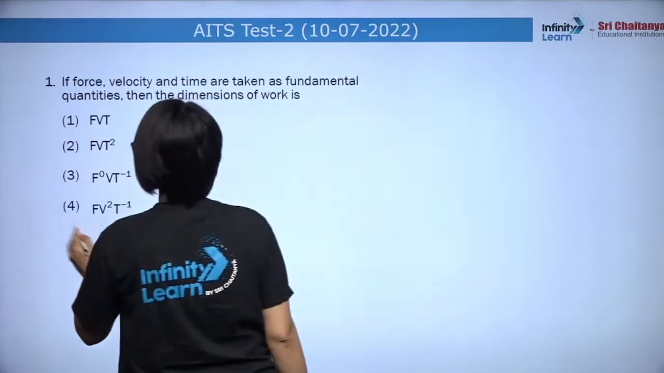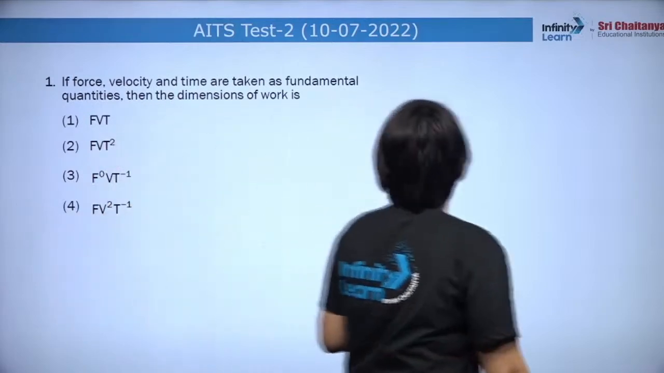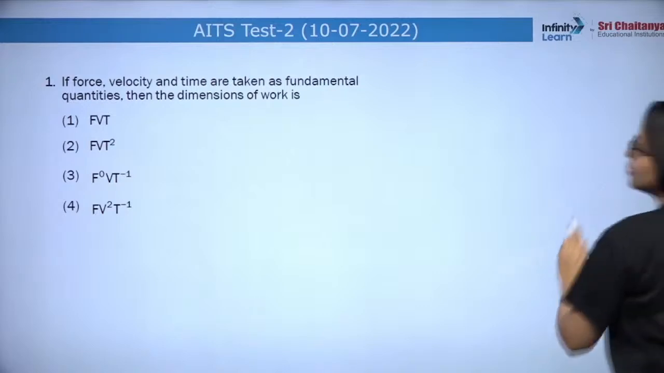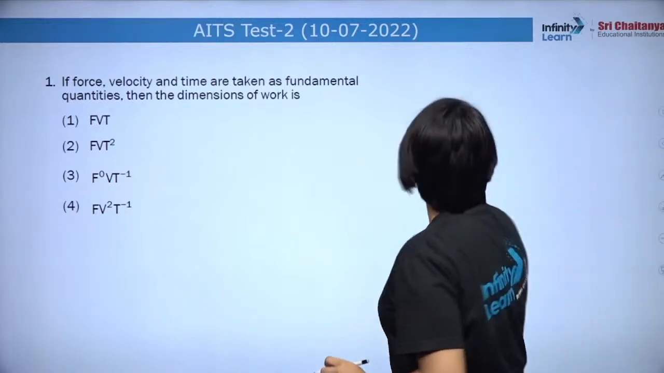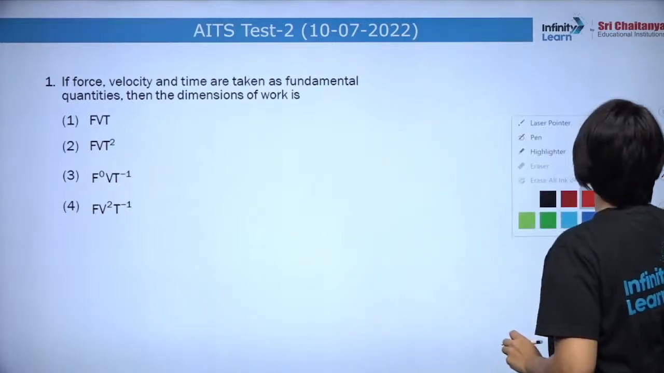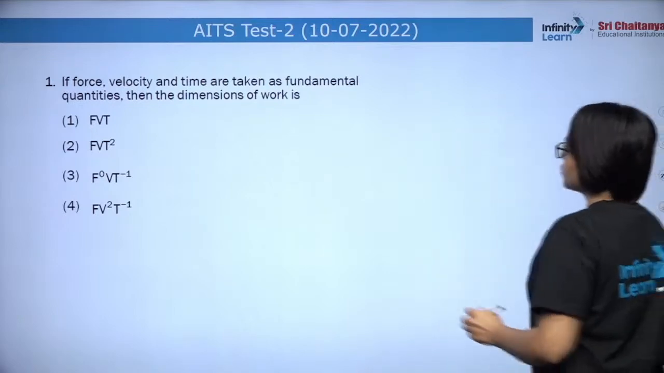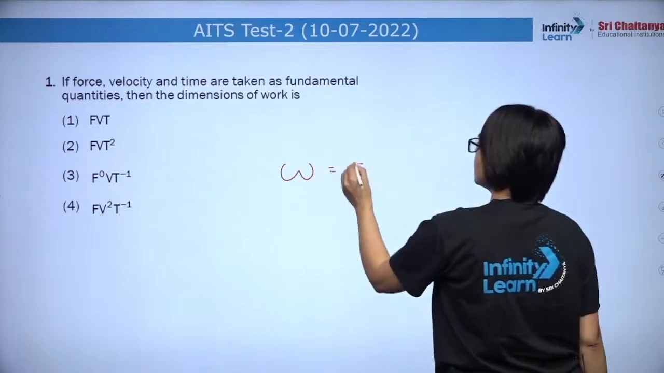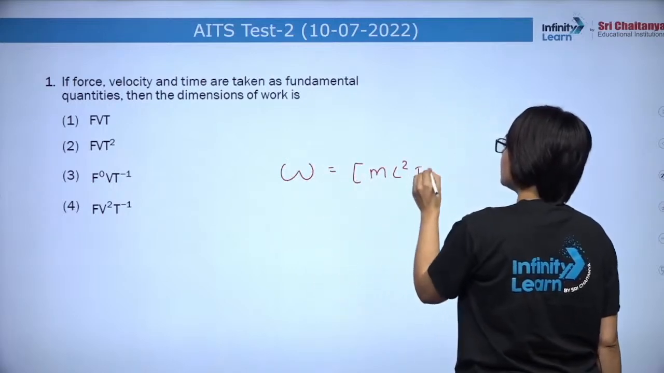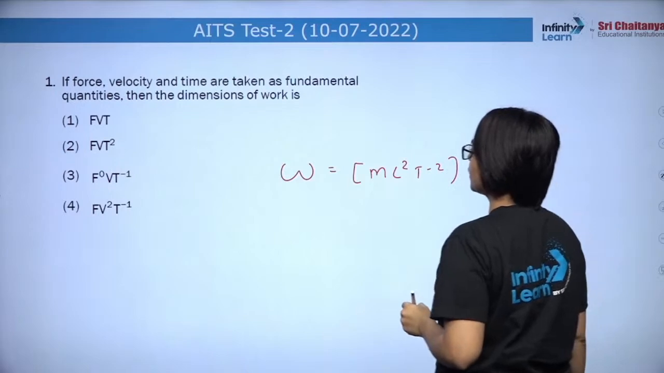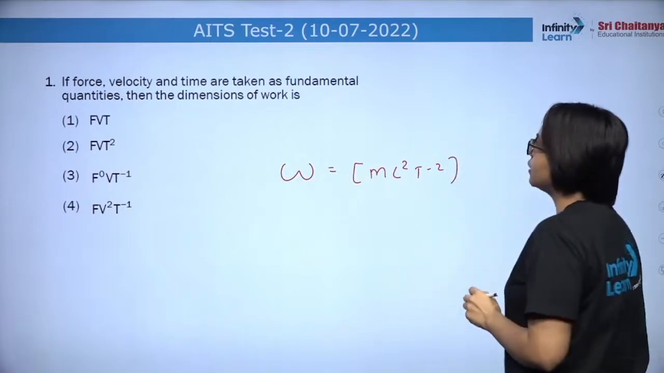If force, velocity and time are taken as fundamental quantities, then what is the dimension of work in terms of force, velocity and time? So what is the dimension of work, bachcho? It is ML² T⁻². Okay, the dimension of work is ML² T⁻².